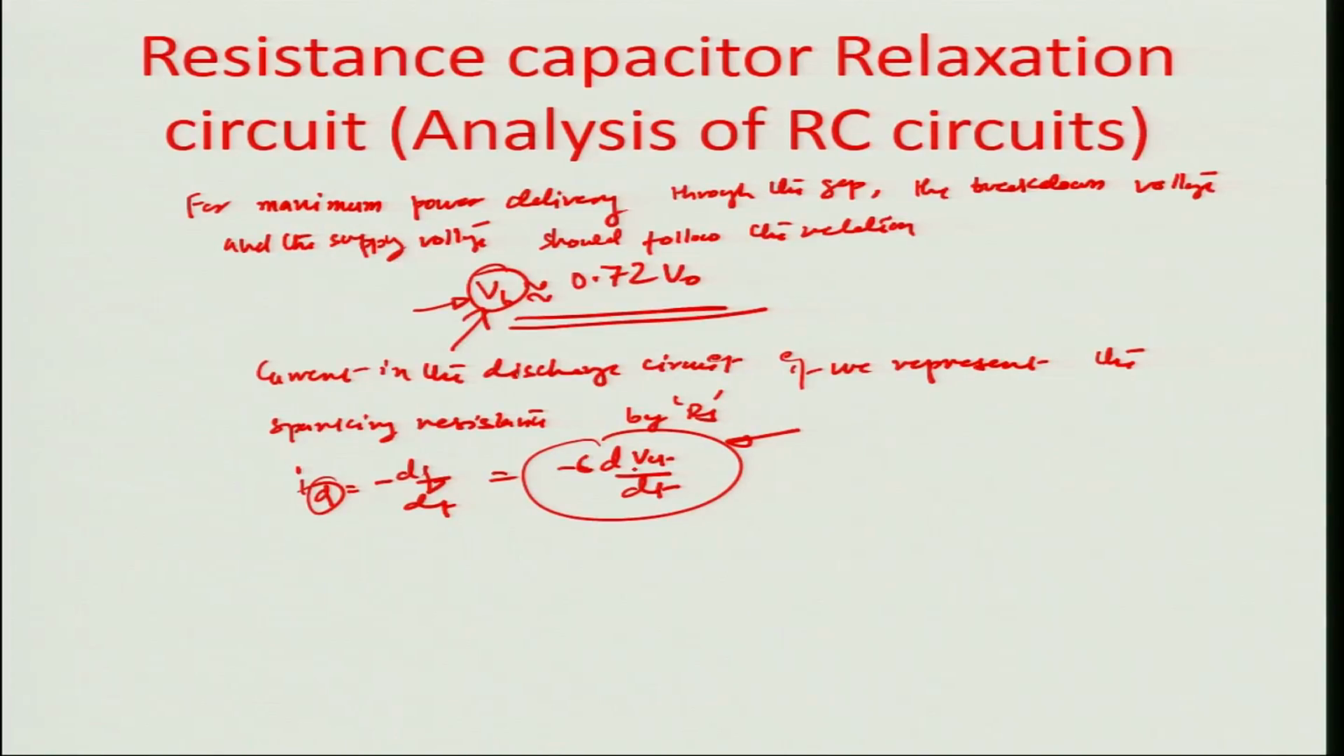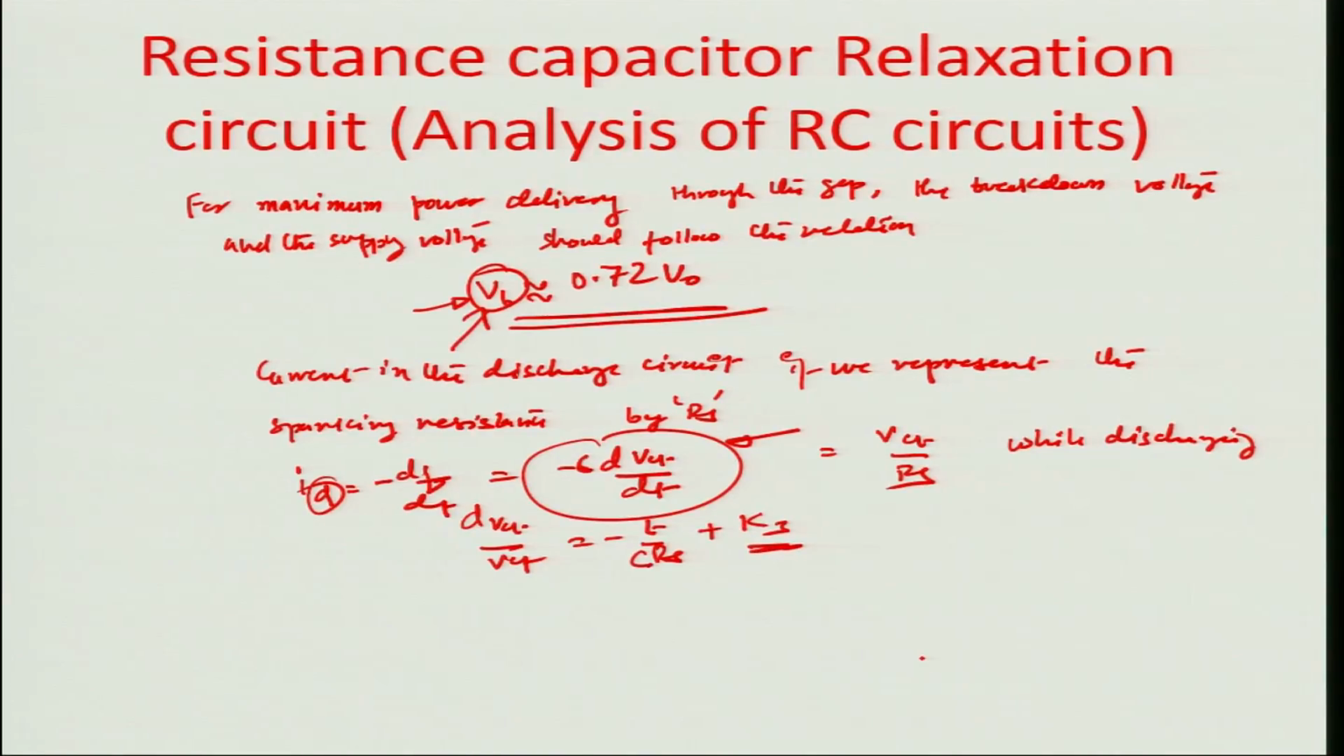And the ID can also be represented as VCT by RS, and this is while discharging, right? So this condition can only happen when dVCT by VCT equals minus T by RS times C plus some constant of integration K3.